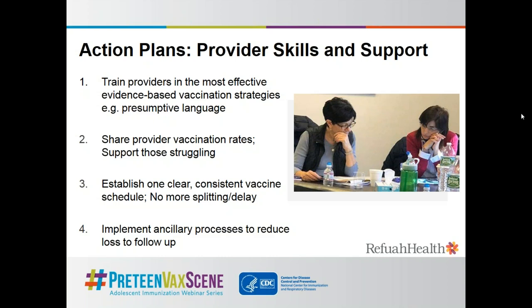A third action plan addressed the misconception by providers that one vaccine is better than nothing. Delayed and creative scheduling feeds into misperceptions that some vaccines are optional or less important than others, or that the recommended vaccine schedule is arbitrary, when in fact it is the optimal schedule based on rigorous testing. We also implemented processes so that follow-up is automatic without the onus being on provider or parent to act.